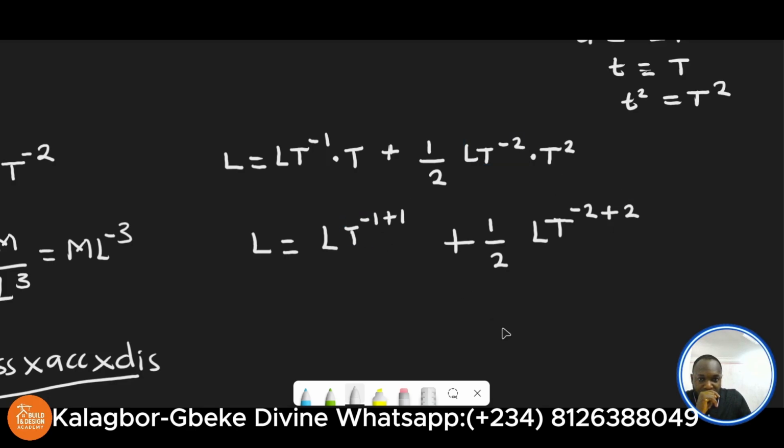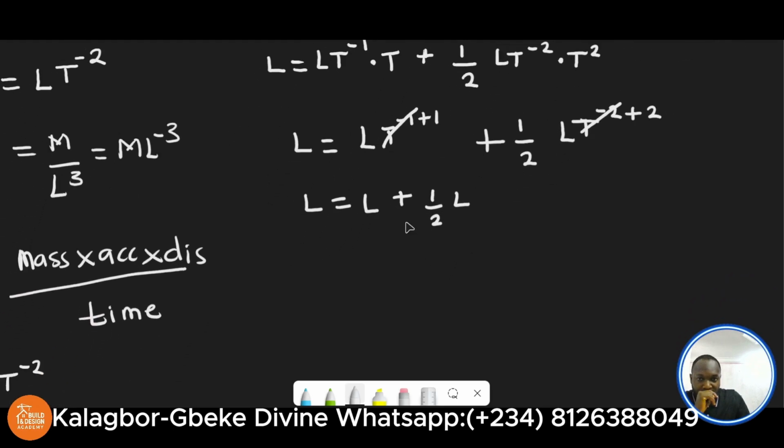So this will cancel out. This 2 will cancel out. So we're left with L is equal to L plus 1 over 2 L. So that's what we're left with. If we add these two, we'll be left with L is equal to 3 over 2 L. If you check the left hand side and the right hand side, they are in L. So this equation is dimensionally correct. How did we get 3 over 2? The coefficient of L here is 1, and 1 plus half is 3 over 2. So let's proceed.